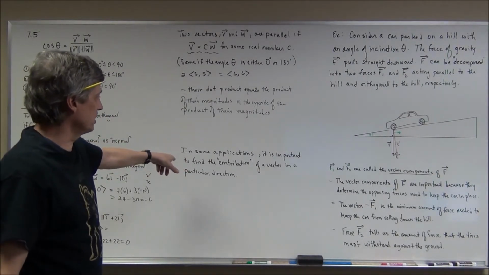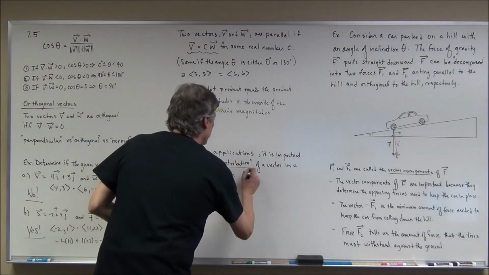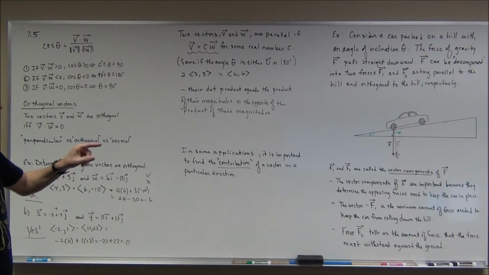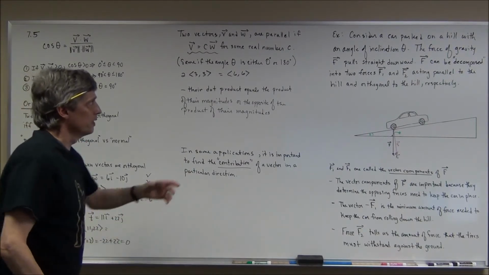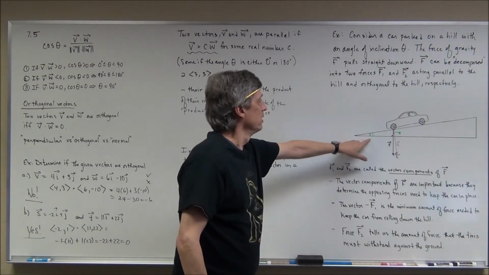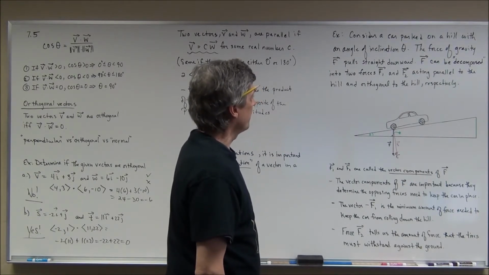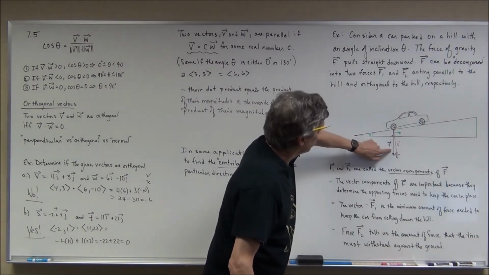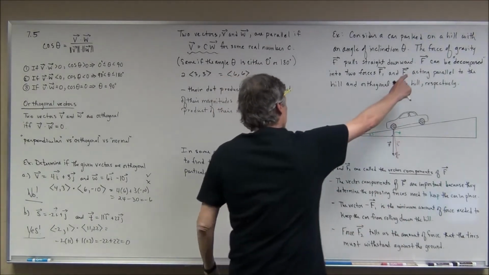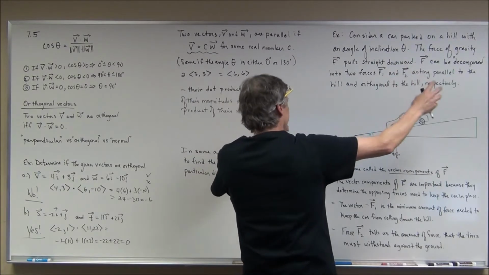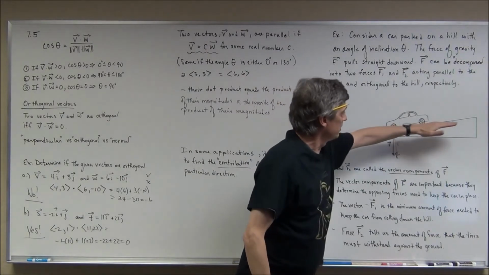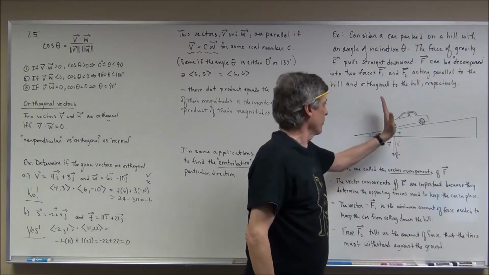Now, here we go. In some applications, it's important to find what's called the contribution of a vector in a particular direction. The contribution is what we're going to talk about here. What does it add to the vector? Consider a car parked on a hill with an angle of inclination theta. The force of gravity, F, which is this one in the black ink here, pulls straight downward. Vector F can be, quote, broken down or decomposed into forces F sub 1 and F sub 2 that are acting parallel to the hill and acting orthogonal to the hill.